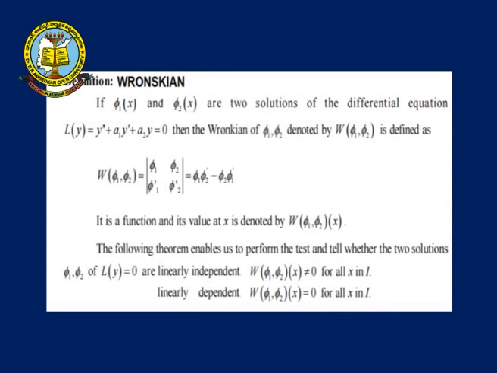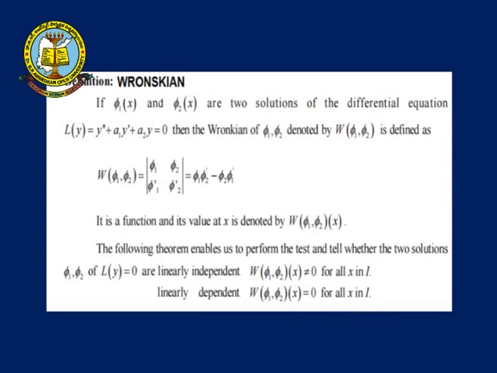Now, the Wronskian determinant. Phi1 of x and phi2 of x are any two solutions. The Wronskian determinant is W of phi1 comma phi2. In this determinant, phi1 and phi2 are the two functions, and phi1 dash and phi2 dash are the derivatives of the functions. The whole determinant is phi1 phi2 dash minus phi2 phi1 dash. Here phi1 and phi2 are solutions of the differential equation L of y equal to y double dash plus a1 y dash plus a2 y equal to 0.